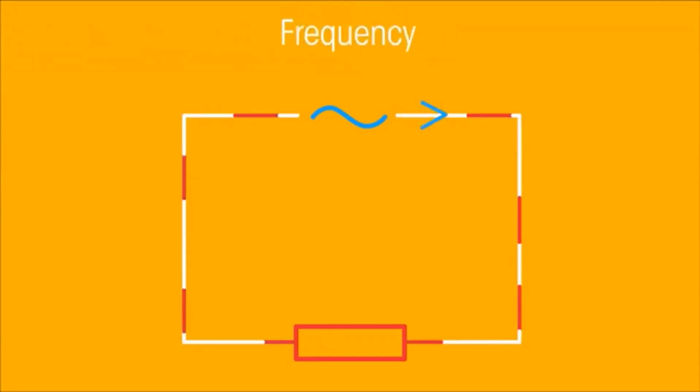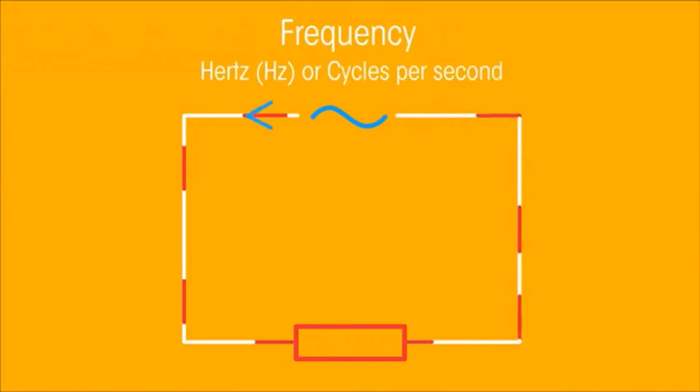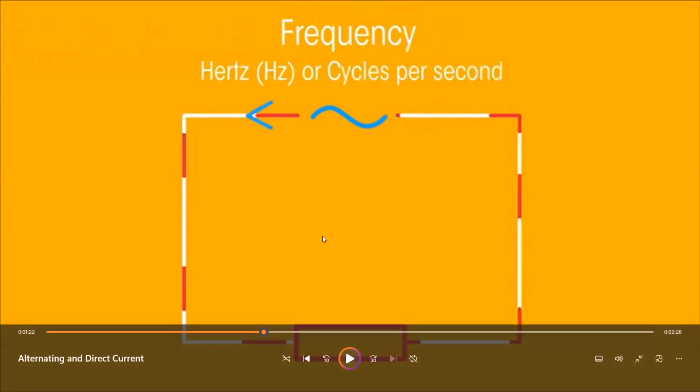The number of times per second the AC changes direction is known as the frequency, which is measured in hertz, or cycles per second. So this means that since the alternating current is alternating and changing, it changes at a very rapid rate. Why does it change? When we take the generator later on, I'm going to just give you a hint about it.